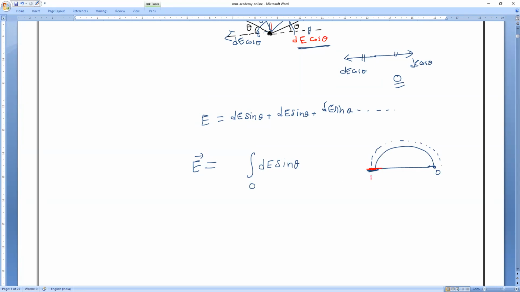Protractor, how much is the angle? 180 degrees. So 180 degrees means what? Pi. So what are the limits, everybody? 0 to? Speak loudly, guys. Pi. 0 to pi.